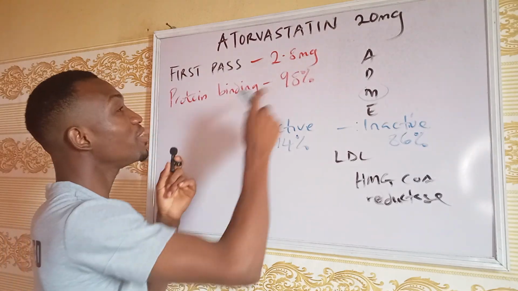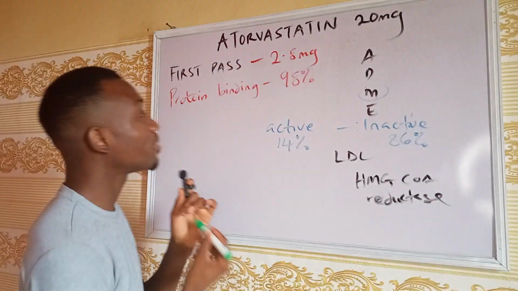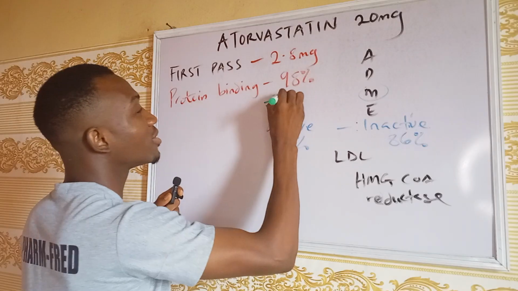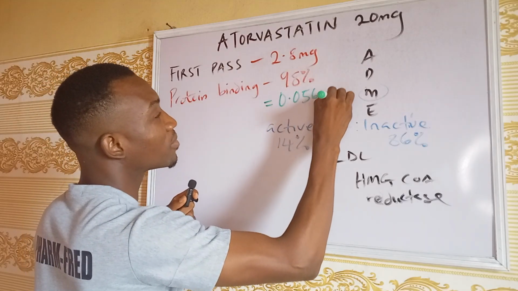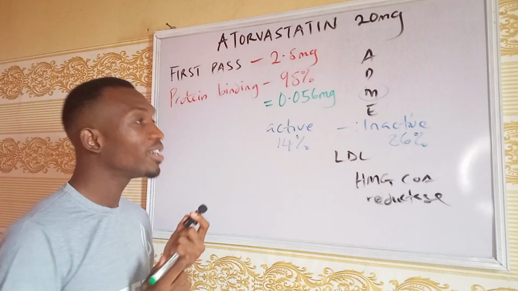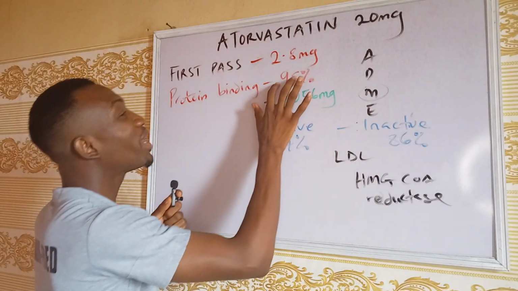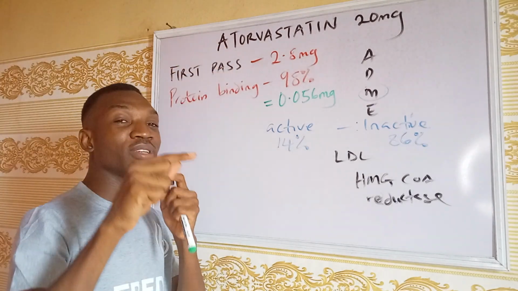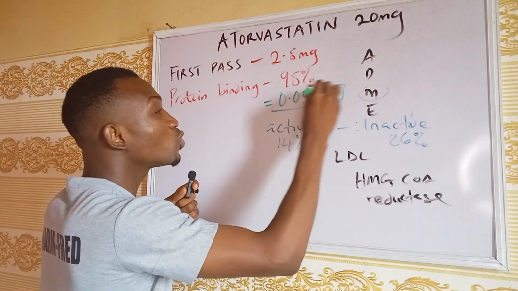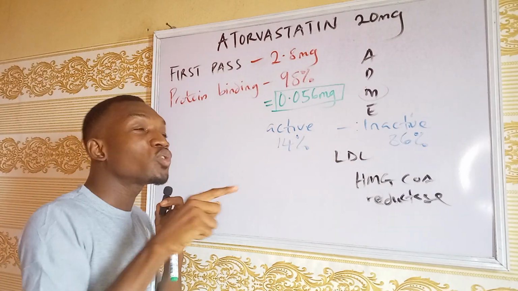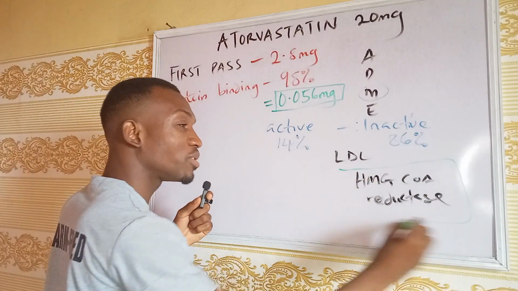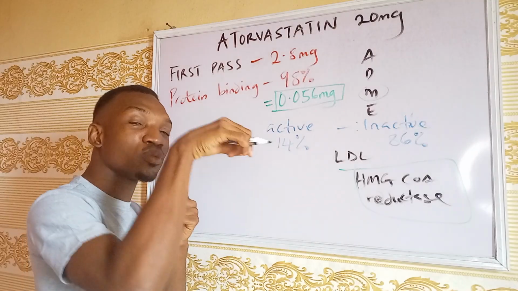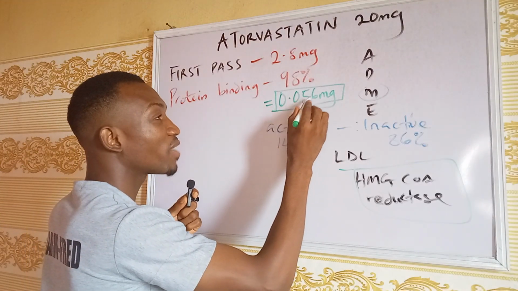Do you get it? Now, if it is 98% bound, what is 98% of 2.8? I've done the calculation. It is 0.056 milligram. Now, get this. Do you know the bound atorvastatin is practically useless when it comes to lowering your cholesterol level? It is only the free one, this 2% that is free, that will go to your liver and stop the action of this HMG CoA reductase enzyme. Do you get it? So the amount available to lower your cholesterol level is 0.056 milligram.